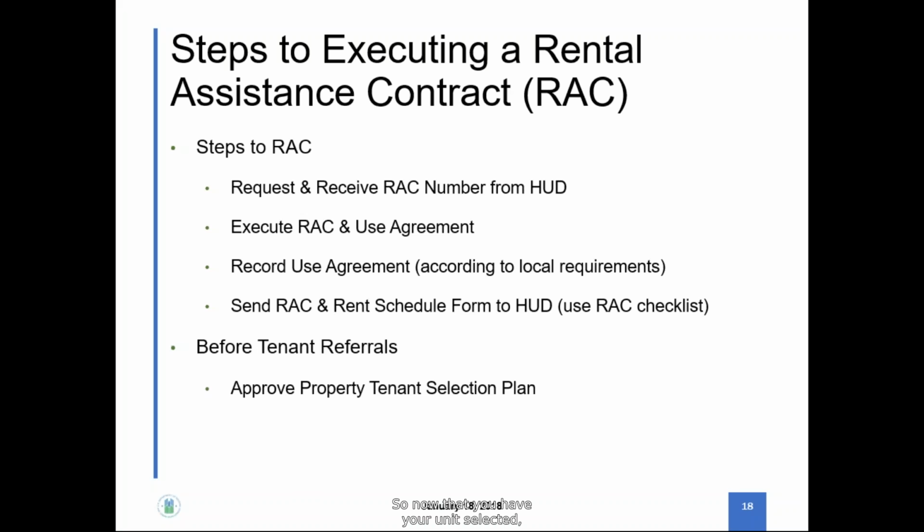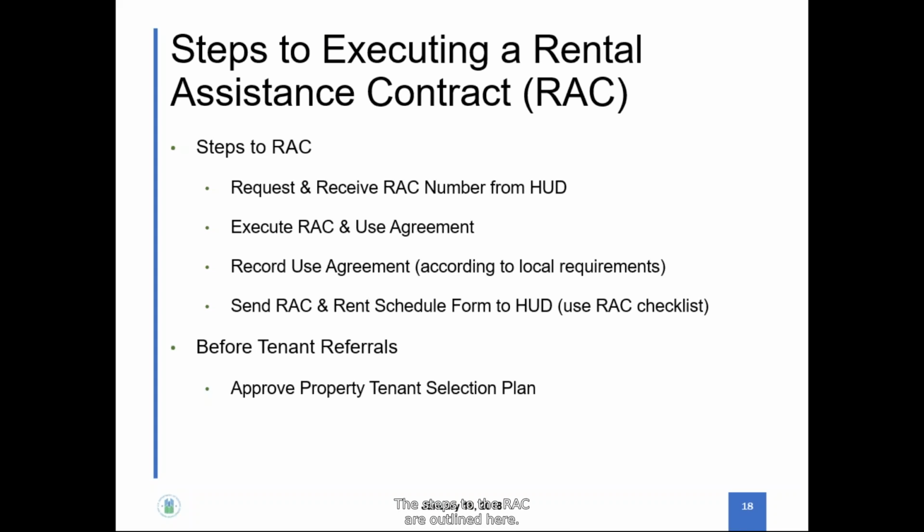So now that you have your units selected, you've determined that they're eligible, you've worked with your state human service partner to make sure that they're going to work for their target population. Now you need to execute a rental assistance contract. A rental assistance contract is the contract between the state housing agency or the grantee and the property owner. Sometimes the rental assistance contract is called the RAC.